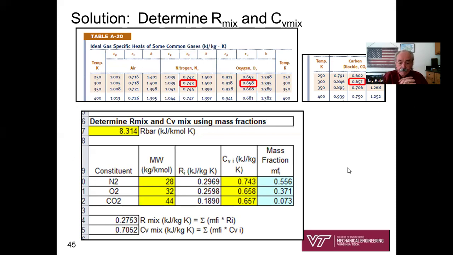Next step, I need to get R mix and CV mix, all right? R mix, easy. I remember R bar, and I've got the molecular weights of the three constituents, so R falls right out. CV, I need to look up CV as a constant for each of the constituents. I go to table A20 and simply get a representative temperature. I picked 300, and I wrote them down in my table with my mass fractions that I just got. And so calculator work, it's easy now to calculate R of the mix and CV of the mix. Just multiply each mass fraction and each CV together to get R and CV of the mixture.